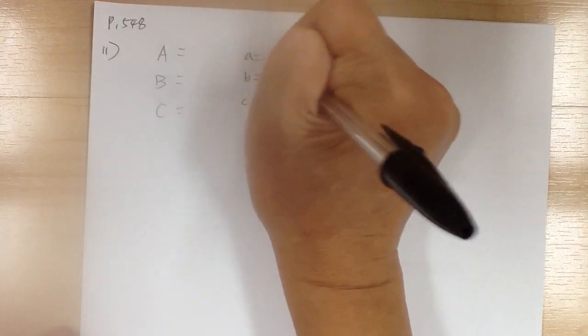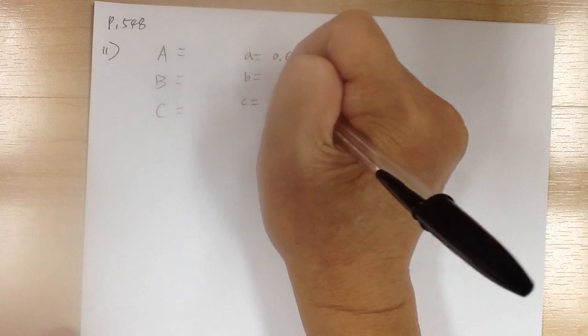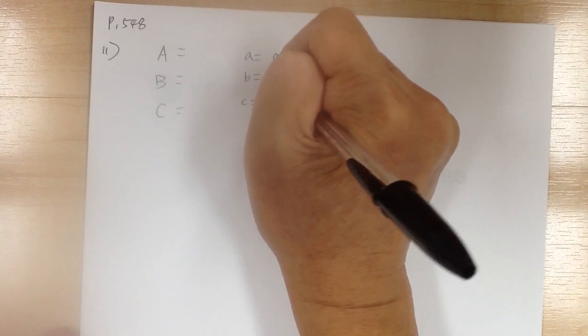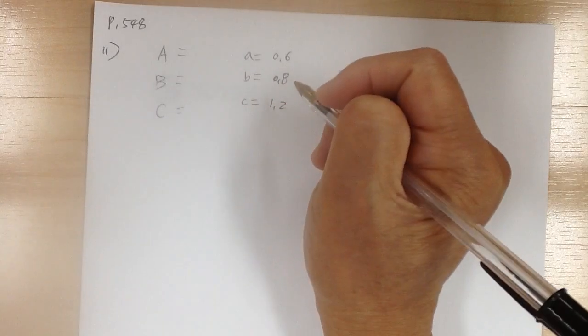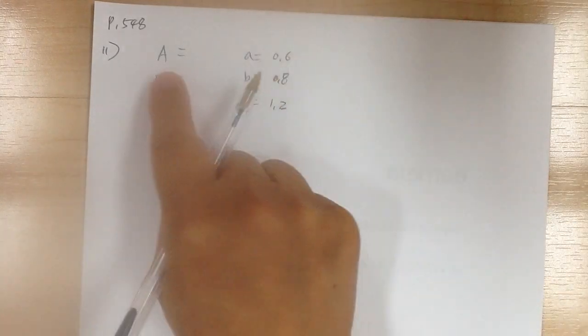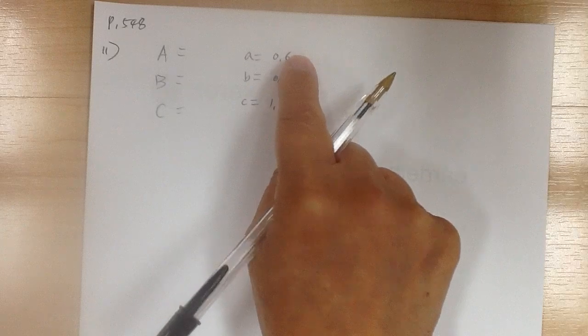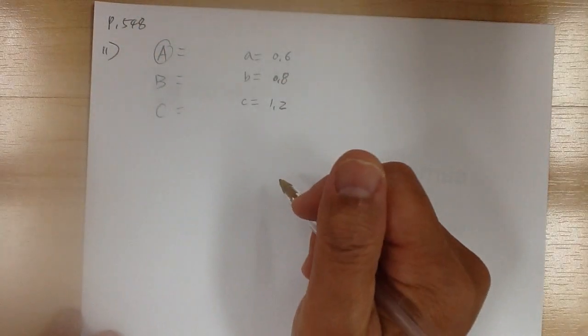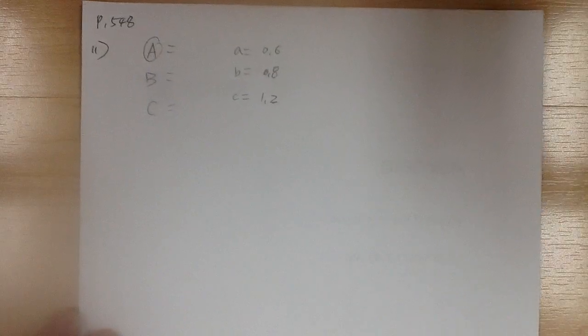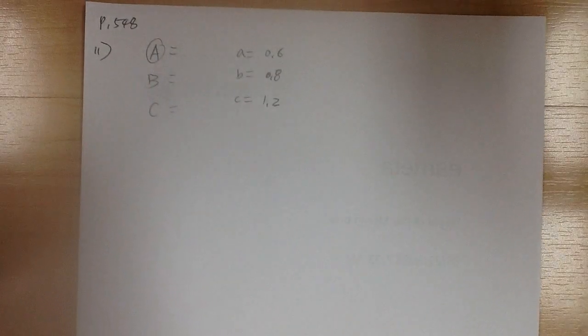So A is 0.6, B is 0.8, and C is 1.2. And you're looking for the smallest angle. So the smallest angle will face the smallest side, so it would be A. So you're looking for A. So you have to use the A versions of the equation.